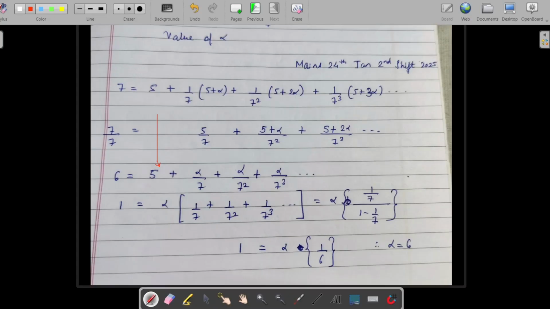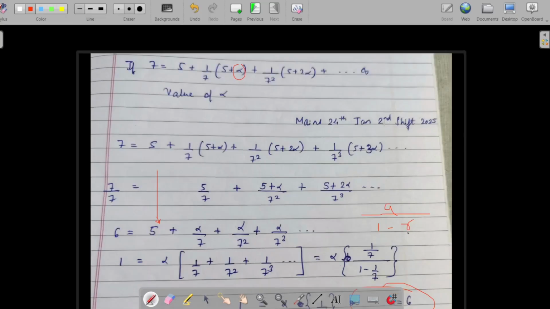Finally, when I subtract, you get 6 by 5 on the left, and this is the infinite GP you get here, which is very simple. A is alpha times 1 by 7, r is also 1 by 7, so a upon 1 minus r, that is the sum of an infinite GP, right? So basically you simplify it, you get alpha by 7 into 7 by 6 is equal to 1. The value of alpha is 6. So this is a question of JEE Mains.